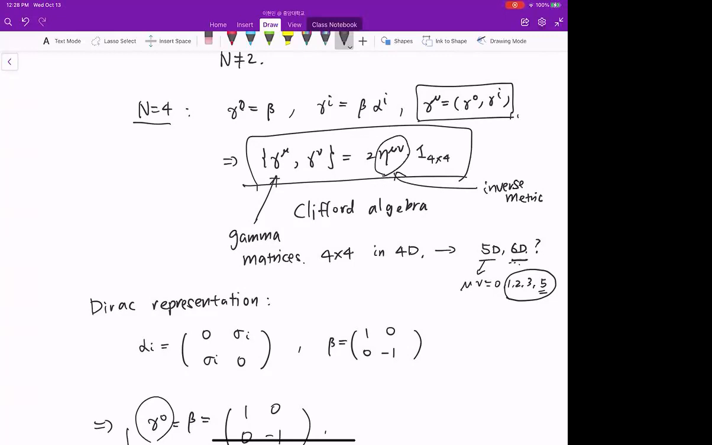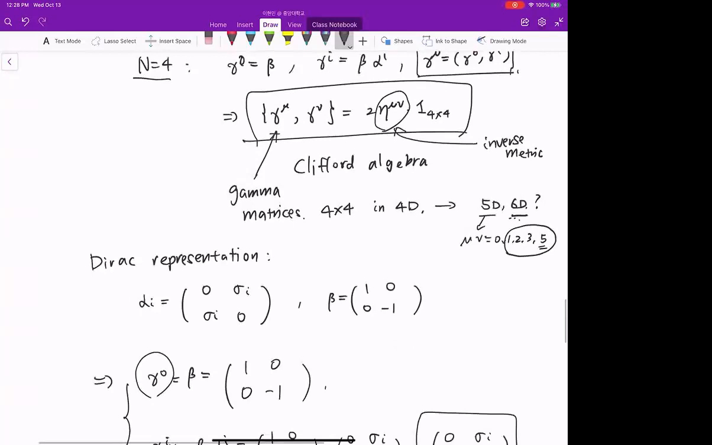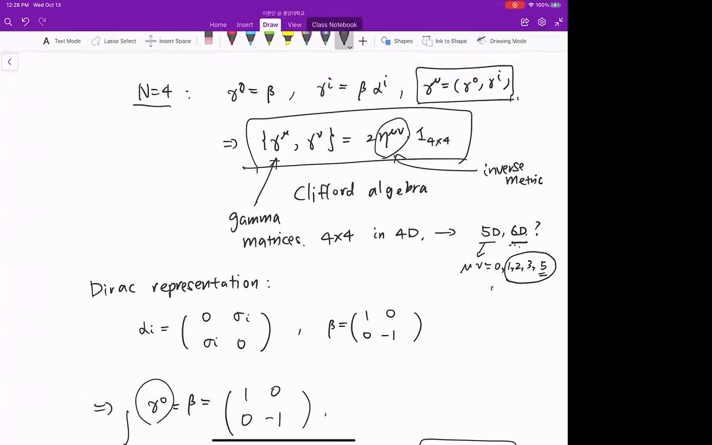So in five dimensions, you need to keep n equal to 4, as in 4D. So it is still 4x4, and you need one more gamma matrix, still 4x4. The dimension of the gamma matrix in five dimensions is 4x4. At least you can satisfy this condition.